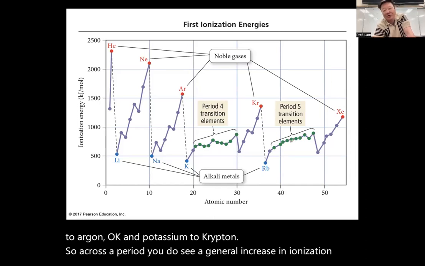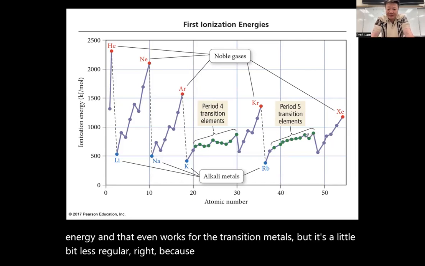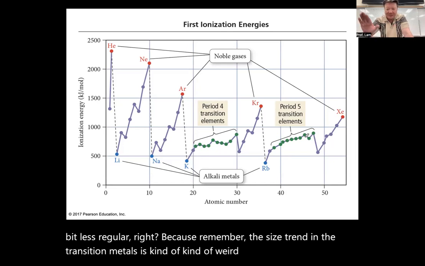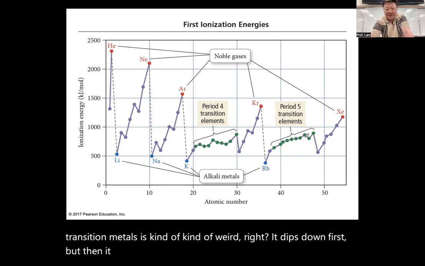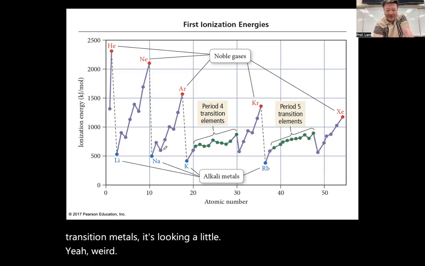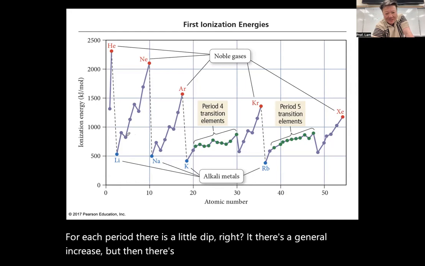And that even works for the transition metals, but it's a little bit less regular, because remember, the size trend in the transition metals is kind of weird. It dips down first, but then it increases back up for atomic size. So that's why the transition metals look a little weird. But what else do you notice? For each period, there's a general increase, but then there's a dip. There are two dips here, right?